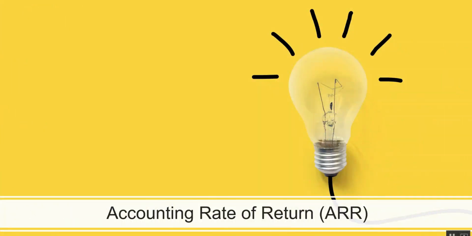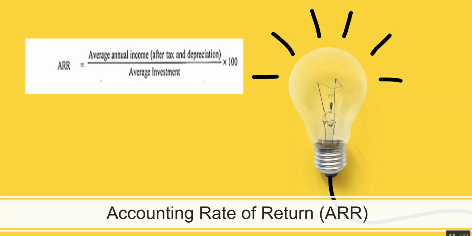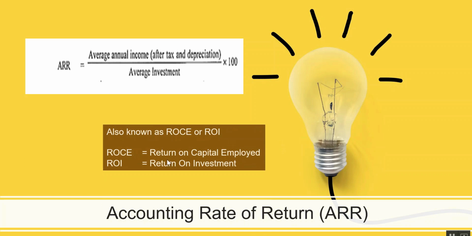Accounting rate of return or average rate of return is calculated by taking into account average annual profit and average investment. So when you identify the average annual profit, divided by average investment, times 100, that will give you ARR or accounting rate of return. This is also known as return on capital employed or return on investment. Let me take an example to demonstrate how to calculate accounting rate of return.